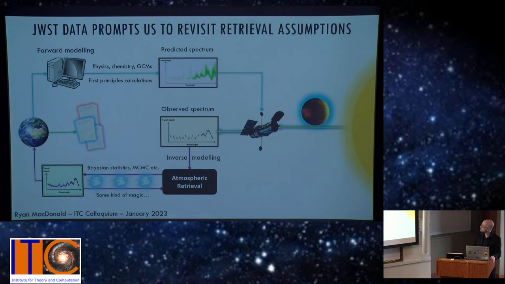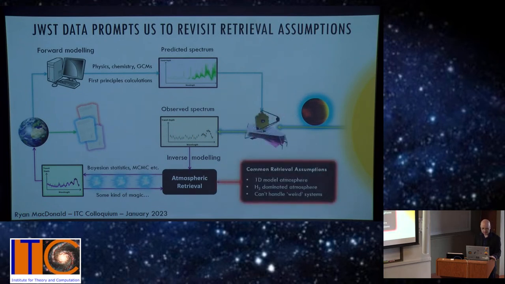So when we transition from Hubble observations to JWST, we need a more critical examination of the assumptions that go on inside this black box. And I'm going to focus on three in particular that I'm heavily involved in. The first, the assumption that these atmospheres can be modeled assuming that they are one-dimensional, only with variations in altitude.